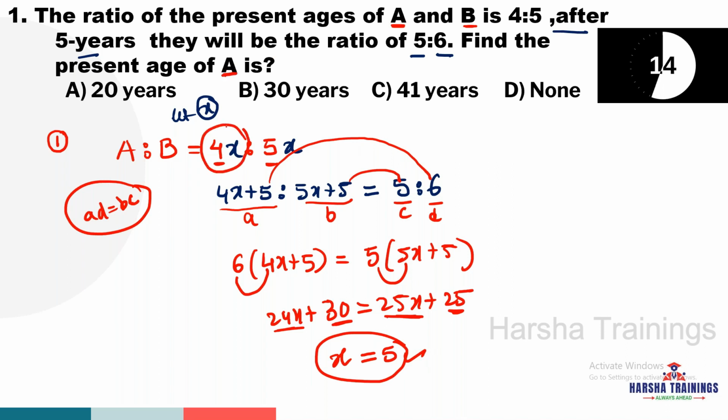Okay, find out the present age of A. A is how many parts here? 4x. A is equal to 4 into the x value, which is 5. 4 5s are 20 years. Which option is the right answer? Option A is the right answer. So this is the basic method, guys. Any doubts regarding the basic method? Is it clear, all of you?